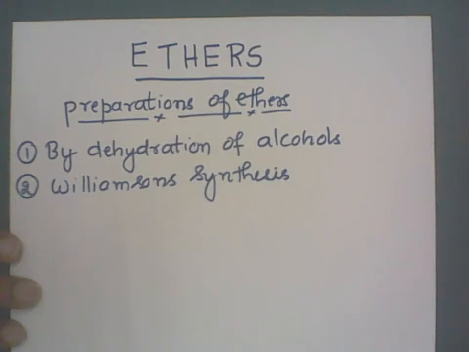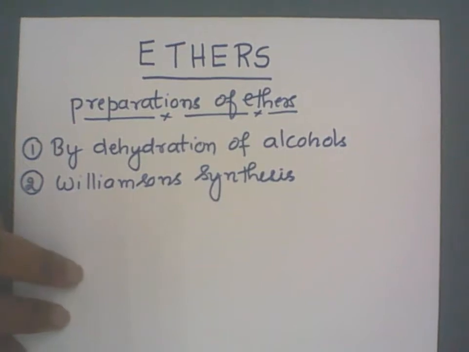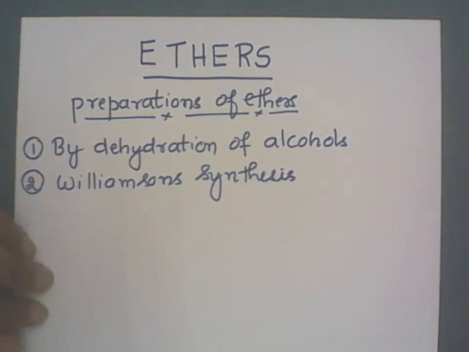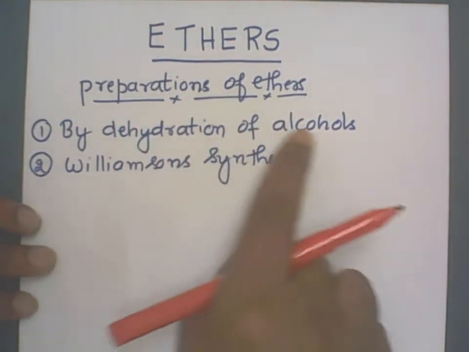Here I am going to explain the preparations of the ethers. There are two methods available to prepare ethers. First one is known as the dehydration of the alcohols and second one is the Williamson's synthesis. Okay, let us see the first one, that is the dehydration of alcohols.